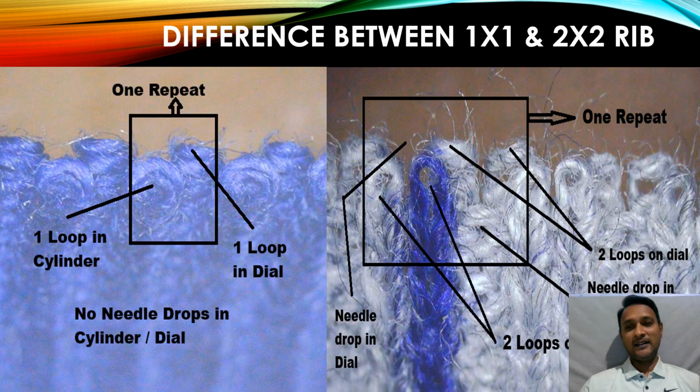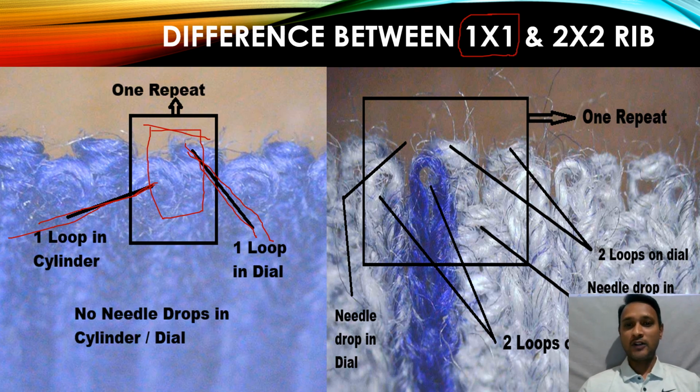Before we understand the 2 by 2 rib fabric, let us understand the difference between 1 by 1 rib fabric and the 2 by 2 rib fabric. In 1 by 1 rib fabric, why do we call it 1 by 1 rib? Let us take one repeat. There is one loop in the cylinder and one loop in the dial, and there are no needle drops. If we consider one repeat, there will be one loop in the cylinder and one loop in the dial, so we call it 1 by 1 rib fabric.